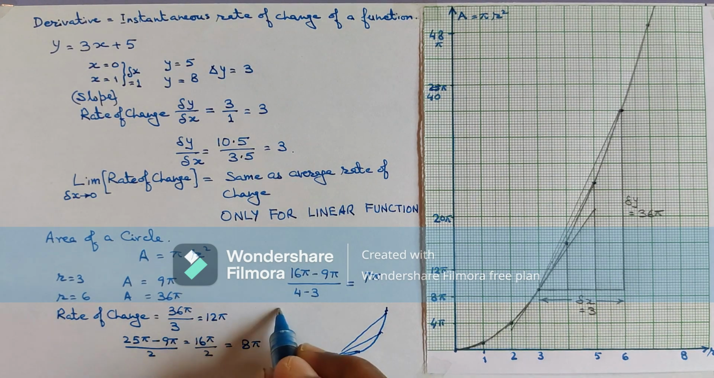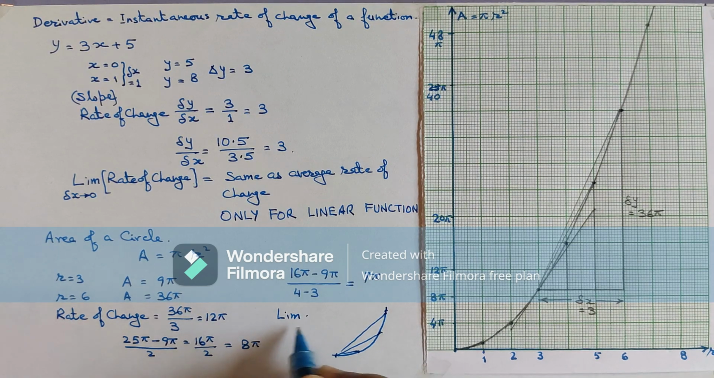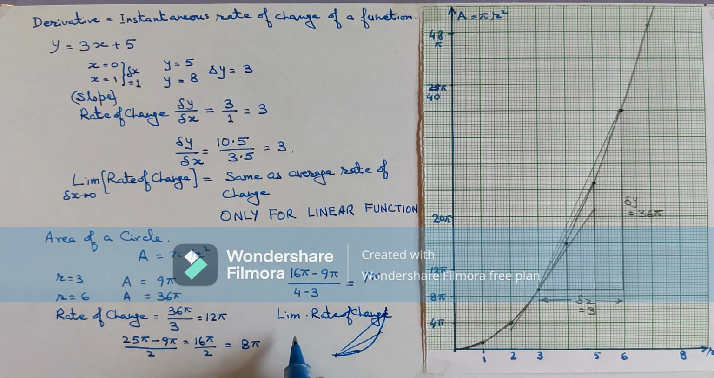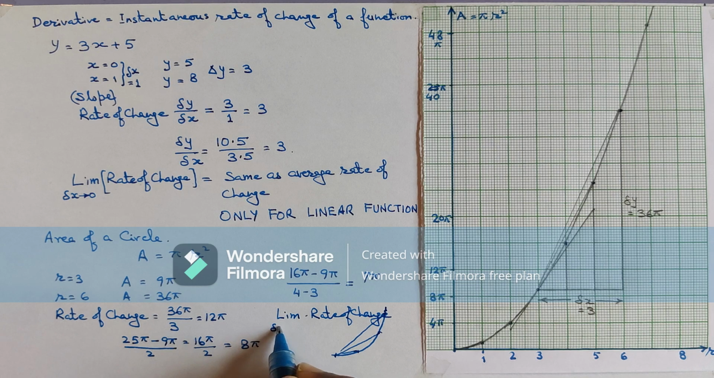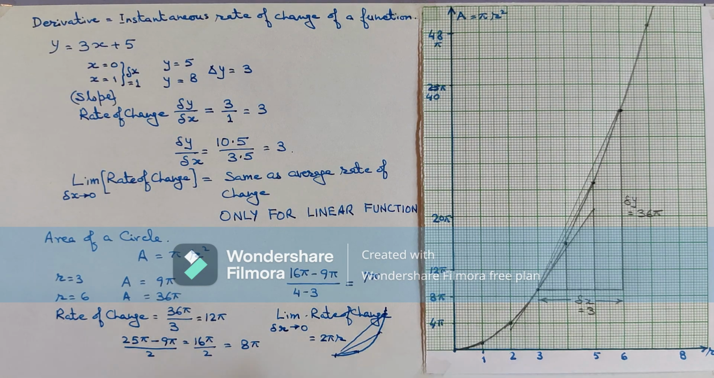If I take the limit, which I did in my previous lesson, limit, as we know, works out to limit of what? Limit of rate of change of area when delta x, delta r in this case, tends to 0. This works out to equal to 2 pi r, and for r is equal to 3, the limit of rate of change as delta r approaches 0 will be 2 times pi times 3, which is equal to 6 pi.